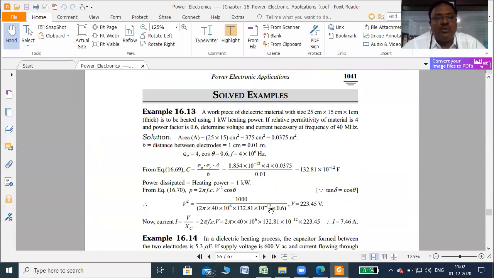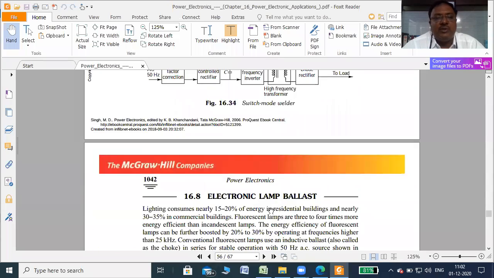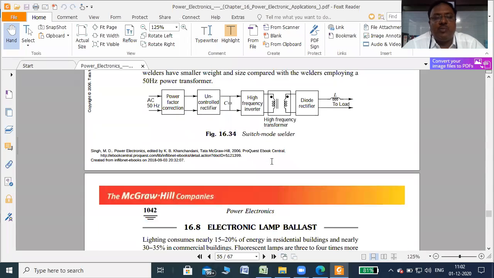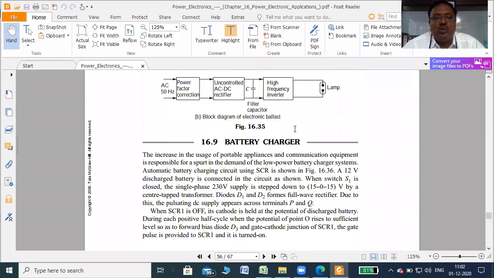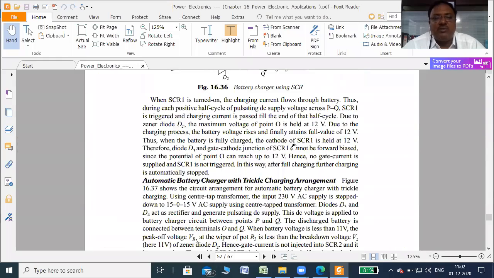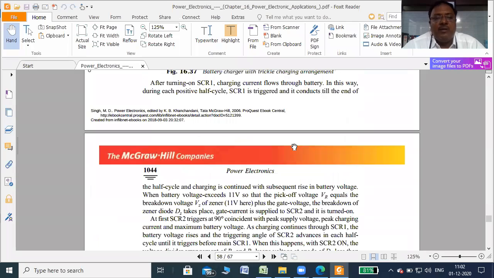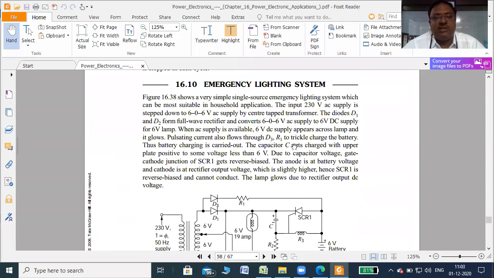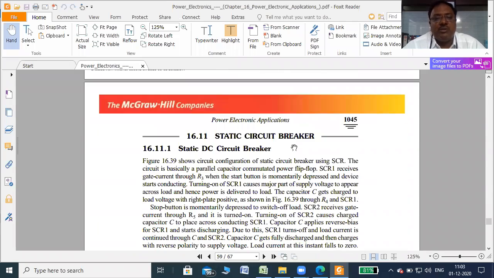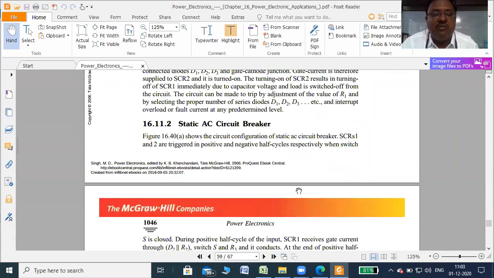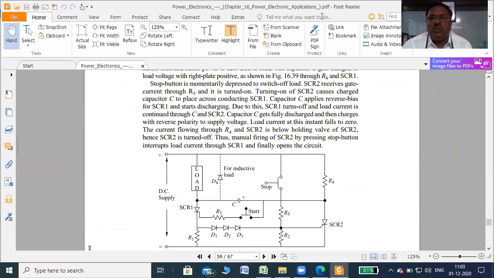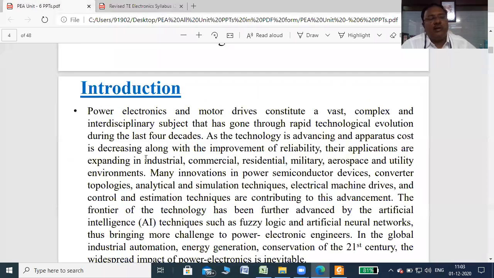Okay, so you can see here, switch mode welding is not a part of your syllabus. Electronic lamp ballast is a part of the syllabus, so that is given. Battery charger is a syllabus part. Then emergency light system is not a part of your syllabus. Static DC breaker, etc. The remaining part is not given in your syllabus, so don't look at it.